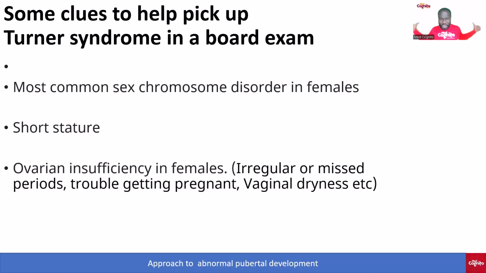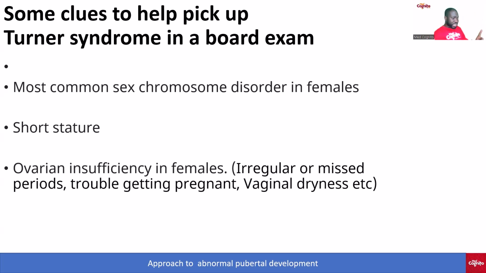Whenever you are in the board exam and you see Turner syndrome, start thinking female, short stature, ovarian insufficiency. And how will ovarian insufficiency present? It will present as irregular or missed periods, trouble getting pregnant, vaginal dryness. So if I present to you a 23-year-old short lady with webbed neck who has come into the clinic for assessment and has been trying several times with her partner, but has been unsuccessful in conceiving, start thinking about Turner syndrome.